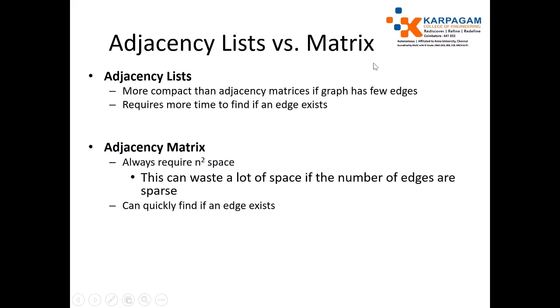Adjacency list versus adjacency matrix. I need to compare the adjacency list with the adjacency matrix. The adjacency list is more compact than the adjacency matrix if the graph has few edges, but it requires more time to find whether an edge exists. In the adjacency matrix, it requires order of n square space. This can waste a lot of space if the number of edges is sparse, but it can quickly find whether an edge exists. Both have advantages as well as disadvantages.